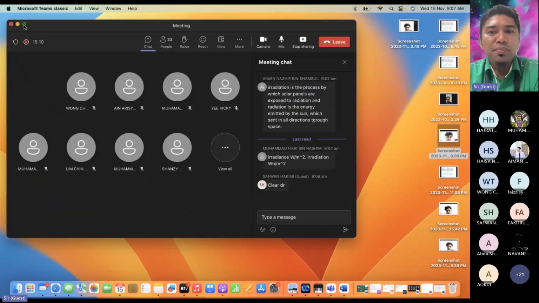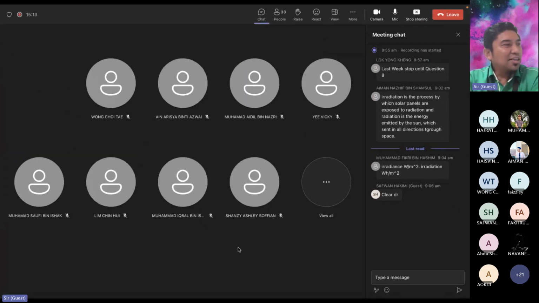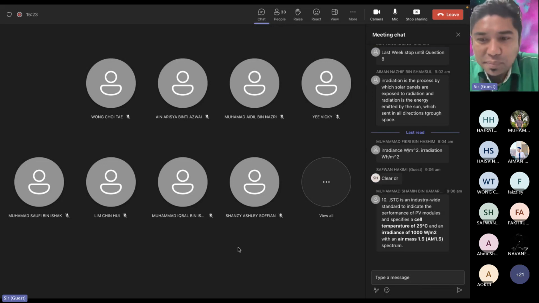Okay, Syamin, you may answer, or try to answer, or share with us what is the meaning of the STC, standard test condition. STC, as the industry indicates, is the standard that specifies the performance of the PV module at a cell temperature of 25 degrees C and irradiance of 1000 watt per square meter and AM 1.5.